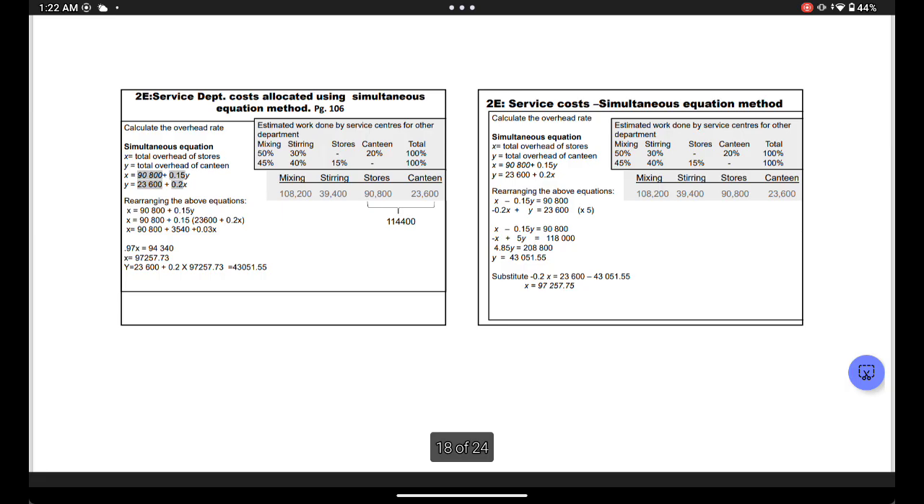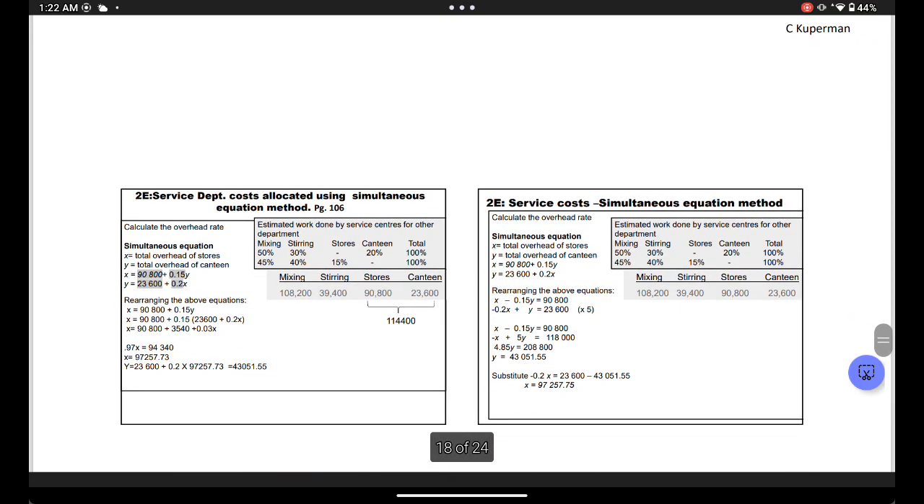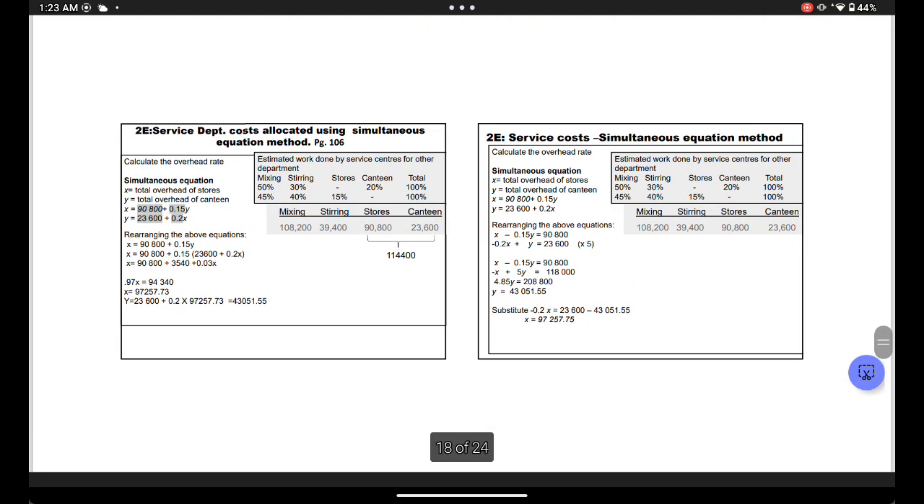Now, the first thing we need to do in the simultaneous method is to get the total cost of what we're working with. They'll tell you what X and Y are. X is stores, Y is canteen. Now if X is stores, I want to do my equation: X is equal to something plus something Y.